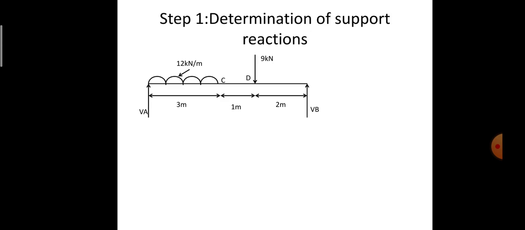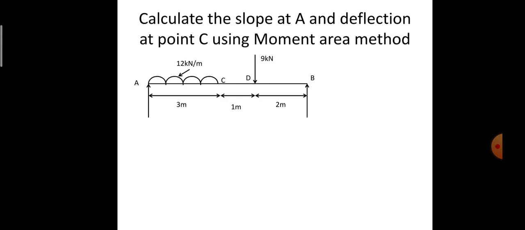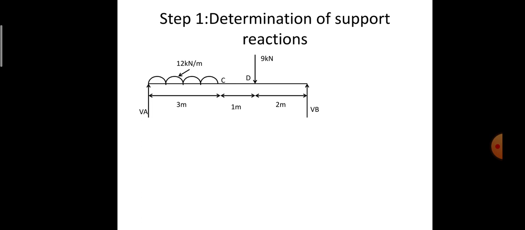Here we are supposed to determine the slope at A and the deflection at point C. Before determining the slope at A and the deflection at point C, we are supposed to determine the support reactions which are caused due to the application of the external loads, that is the 12 kilonewton per meter UDL and the 9 kilonewton concentrated load. So for determination of the support reactions, we are supposed to apply the equilibrium conditions.